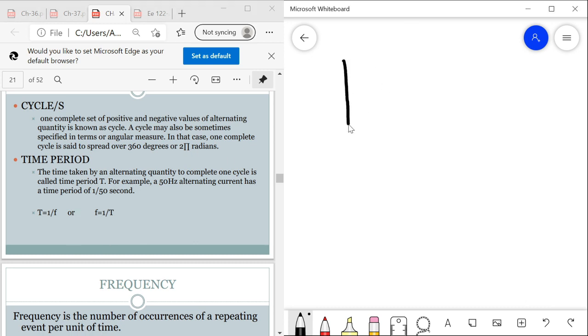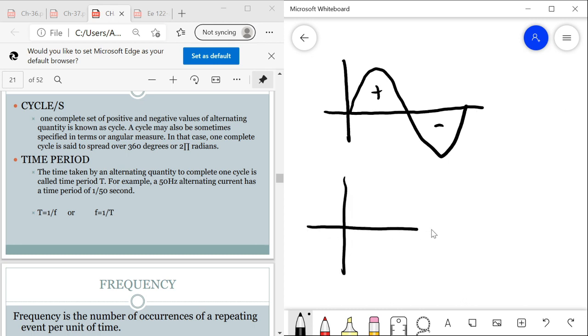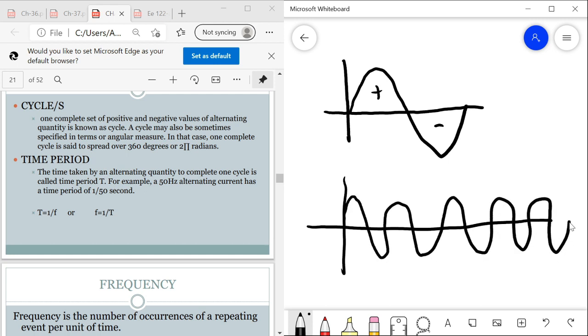So, in a sine wave, one complete cycle has a positive half cycle and a negative half cycle. So, this one is one cycle. If we have 60 cycles per second or 60 hertz, you will have 60 positive, negative, and so on and so forth. So, this one is one cycle, and one cycle spreads over 360 degrees, or 2 pi in radians.